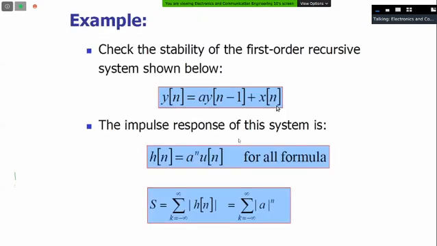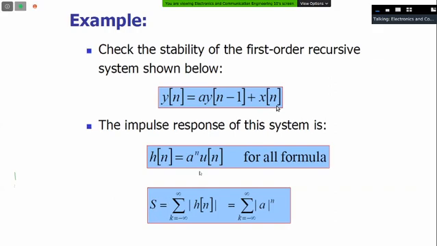Let us check the stability of the first order recursive system. This is the system: the difference equation is y[n] = a y[n-1] + x[n]. This is a recursive system because there is a feedback path, showing that the output is being fed back to the input. Now, what is the impulse response of the system? If you calculate it, as I was trying to explain in the last lecture, you will see that the impulse response is a^n u[n].